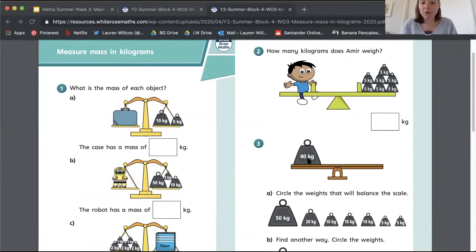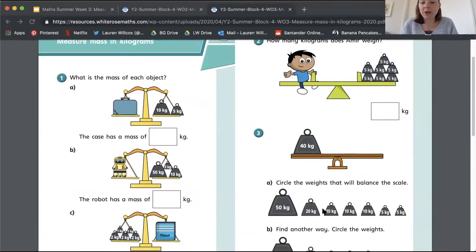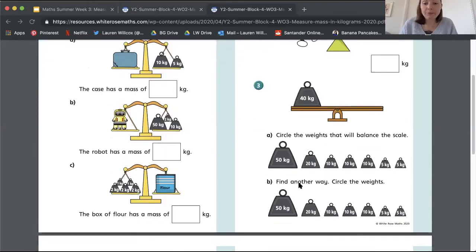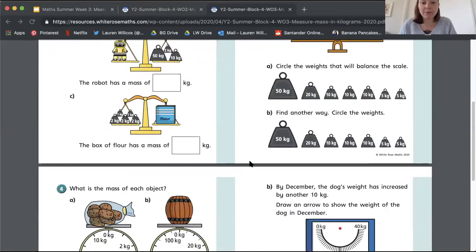Here, question 3, you've got a 40 kilogram weight on a balance scale. Circle the weights that will balance the scale. So here you need to find some of the weights that will weigh the same as this 40 kilogram weight, and you can circle them. Or you can write them on your piece of paper. Find another way. So you've got the same weights, but you need to find a different way than you did for A. So a different way to make 40 out of those kilogram weights.